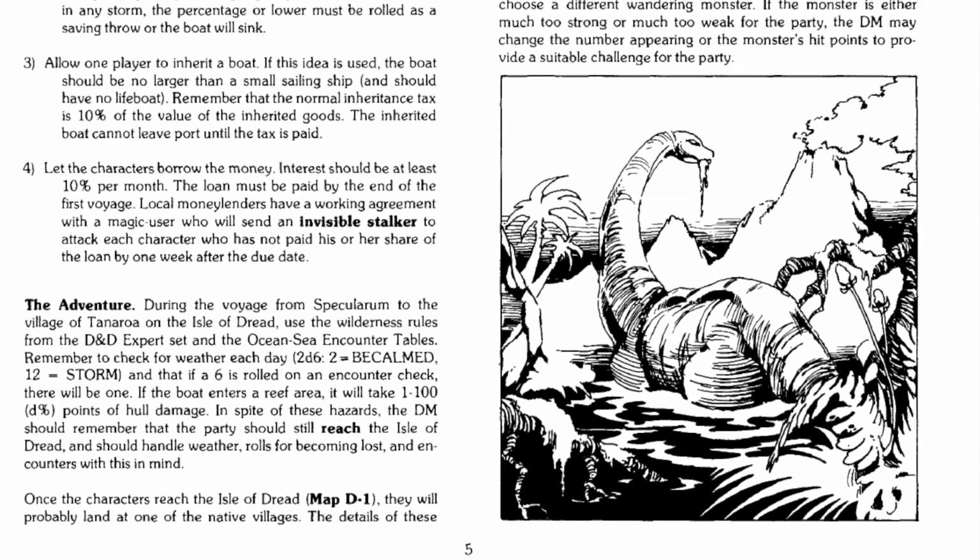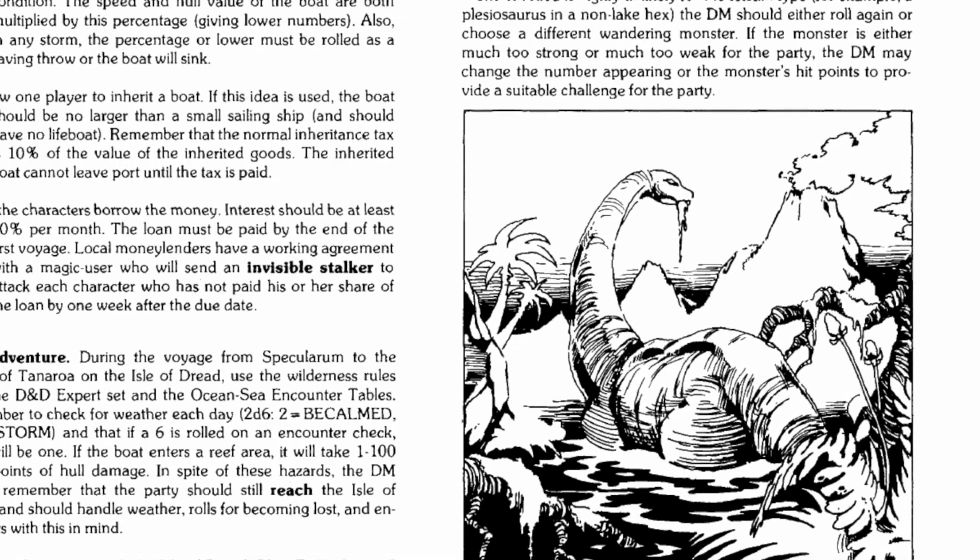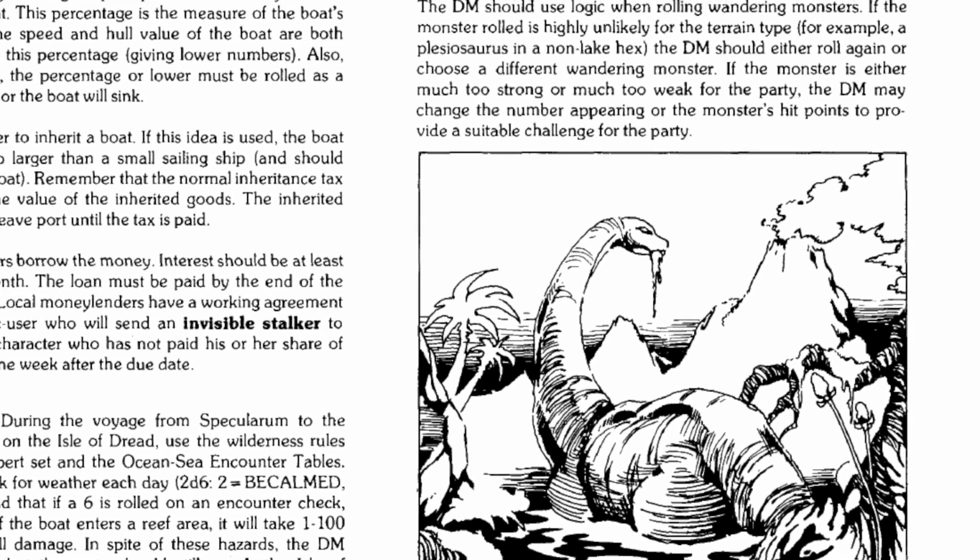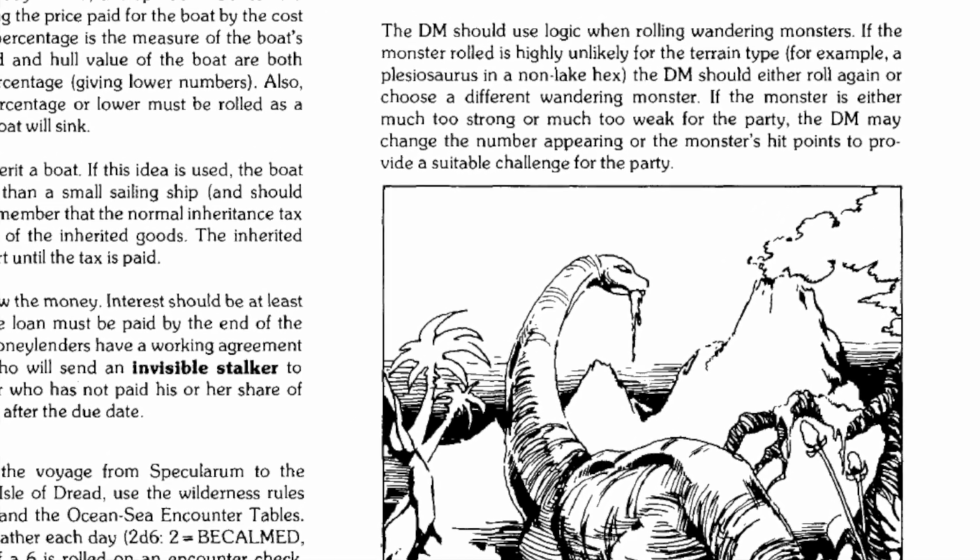The module itself points out that you as a DM should use logic when rolling for wandering monsters. In other words, if you roll something that makes absolutely no sense whatsoever, modify it. Honestly, you don't even have to roll. You can actually pick. So you can roll to see if the party encounters a wandering monster, but it's probably better off to actually pick the wandering monster that they're going to encounter as opposed to rolling randomly, because you can end up with some really crazy results. That would be my tip.